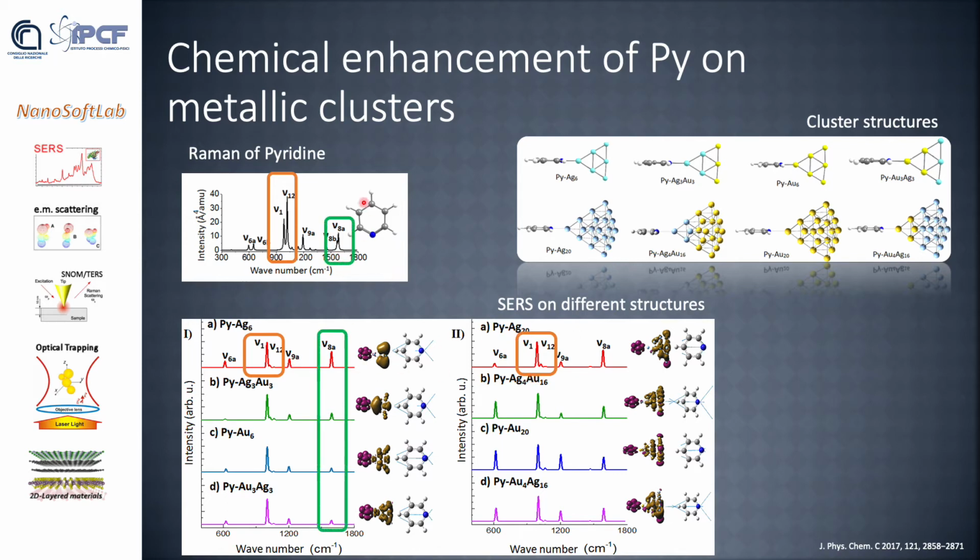We see here that this mode in silver, 6 atoms, is strong while it is almost totally quenched in gold-silver clusters. As well, this mode here is totally absent in the silver-gold cluster, but is strongly enhanced when the number of atoms changes. This is actually the typical fingerprint of the chemical enhancement, in which the same mode is amplified differently when the molecule is deposited on different materials.